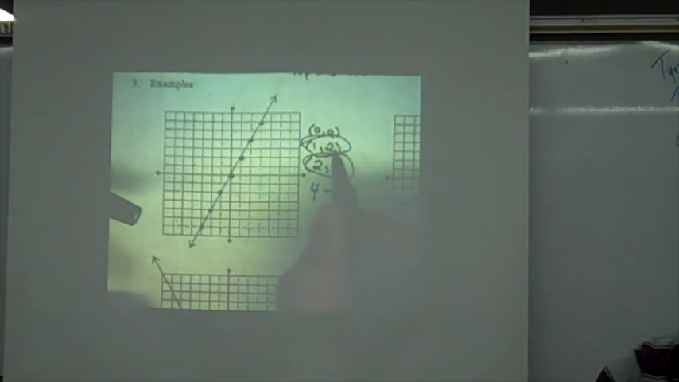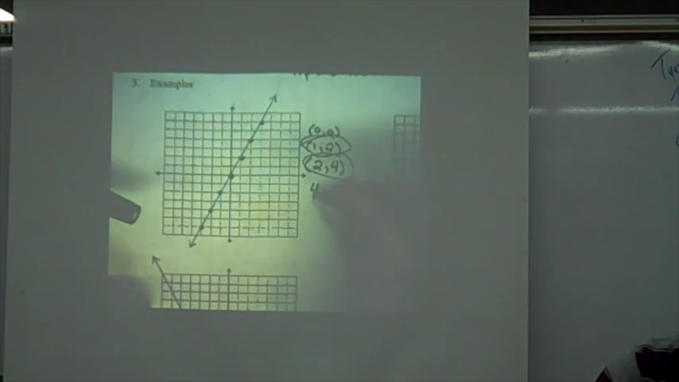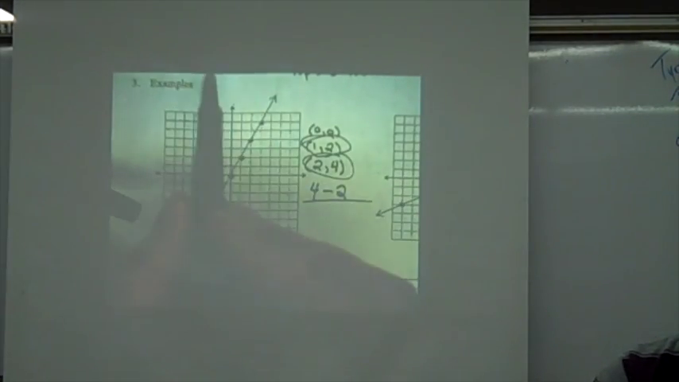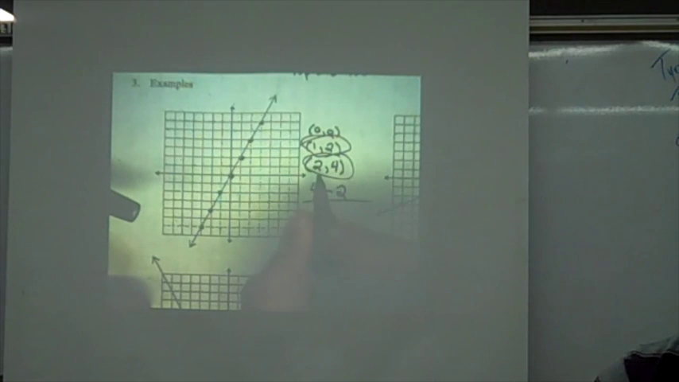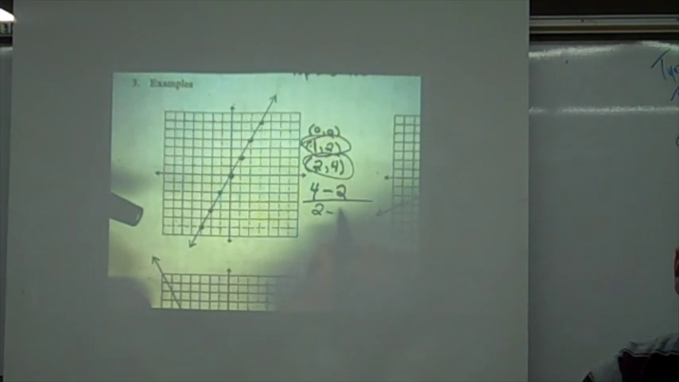And so the second, you have 4, which is the second equation's y value, and you have 2, which is the first equation's y value. So it's 4 minus 2, y2 minus y1. And then on the bottom you have x2, which is the x value of the second equation. That's 2. And then you have x1, which is the value of the first equation. Minus 1.